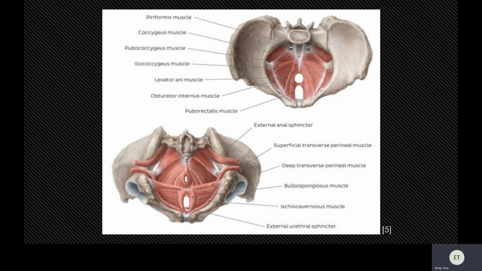Then down here on the bottom picture, we have a superior view. So you're looking at the external anal sphincter, as well as your external urethral sphincter. You also have more of the superficial group of your pelvic floor muscles, your deep transverse perineal muscle, your bulbospongiosus and ischiocavernosus, as well as your superficial transverse perineal muscle. So all of these are considered your superficial group of your pelvic floor muscles. For obvious reasons, they're more superficial than the levator ani.